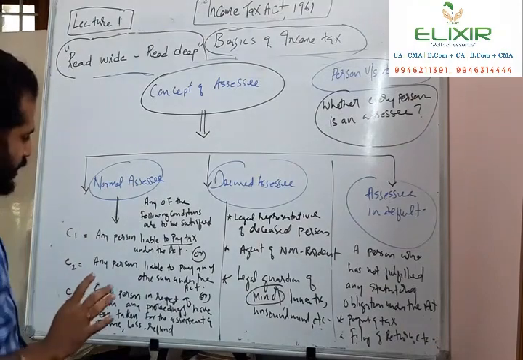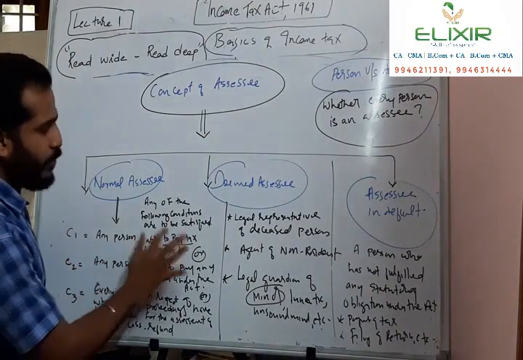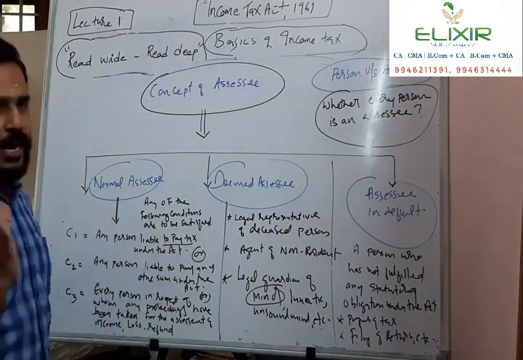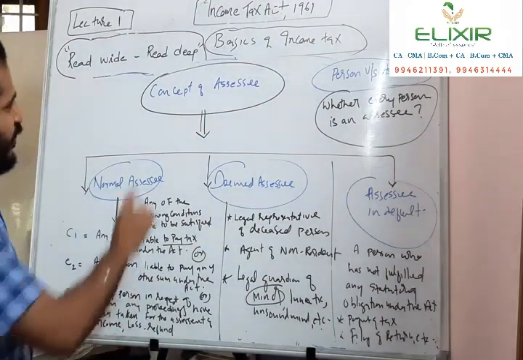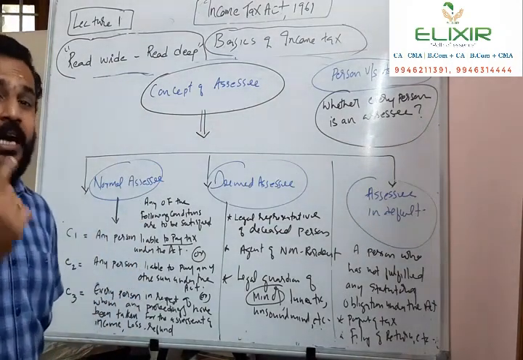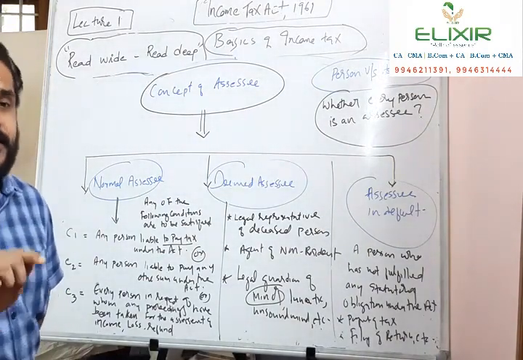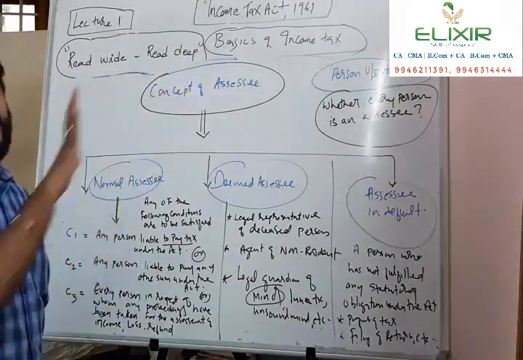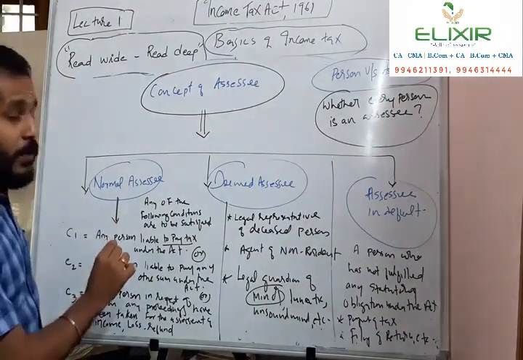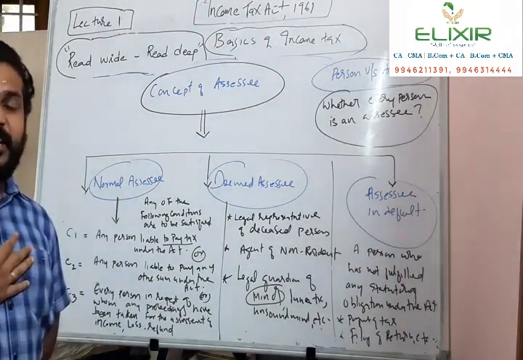The first condition is any person liable to pay tax under the Act. If a person is liable to pay tax under the Act, that person is treated as an assessee. In that case, that person is an assessee. So, liable to pay tax. For example, I am an individual.